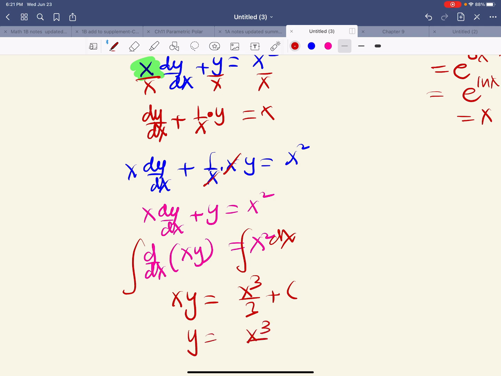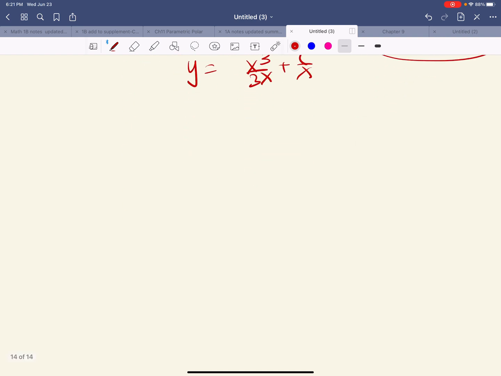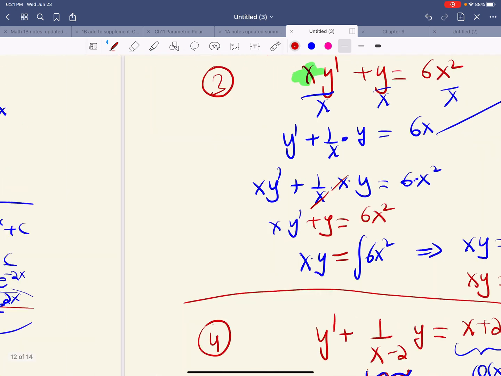y turns out to be x cubed over 3x plus c over x, which leaves me with y is equal to x squared over 3 plus c x to the power negative 1. And that's our final solution and our last example for first order linear equations.